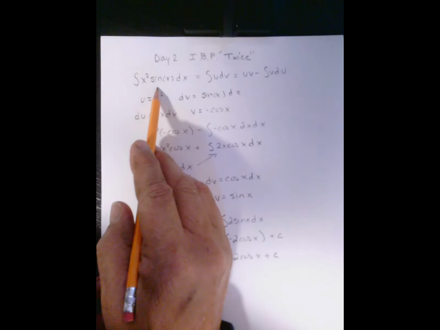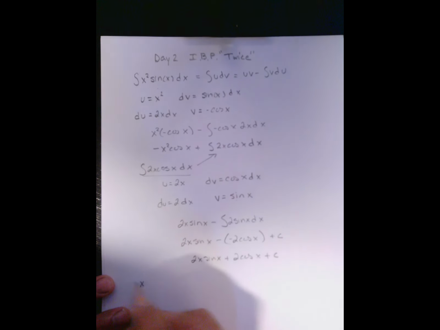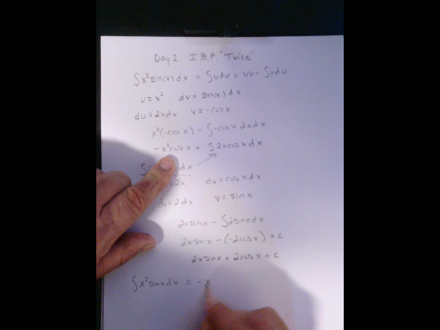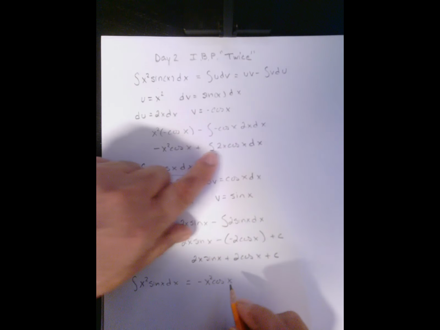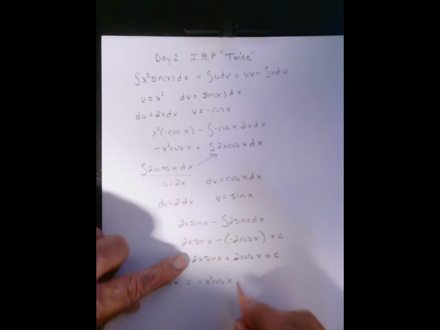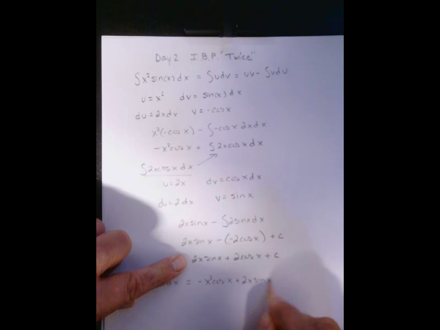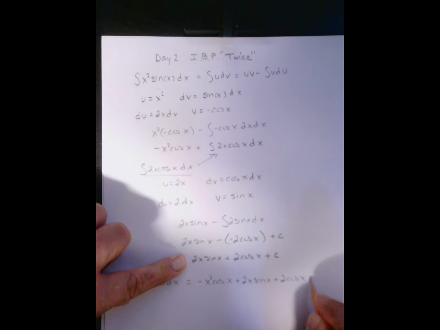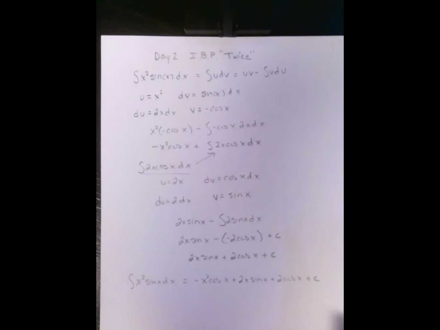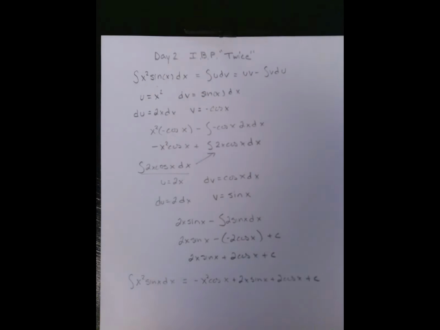Then I'll be done with this original problem, and I can say the integral of x squared sine of x dx is equal to original uv plus the integral of 2x cosine x, which I used integration by parts to find. And so I was able to find the integral of x squared sine x dx by applying integration by parts twice.